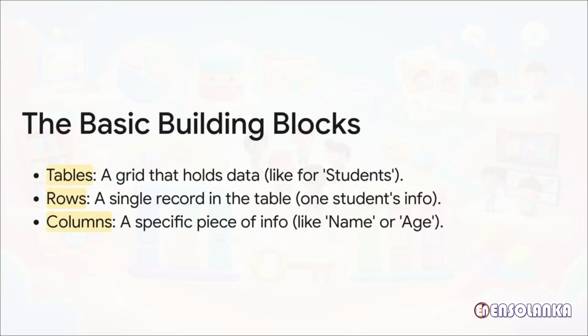All right, let's talk about those structured databases. They're built with just 3 simple things, like Lego blocks. First, you have tables. A table is just a grid that holds one type of data, like a list of students. Then, each row in that table is all the information for one single student. And finally, each column is one specific piece of info, like the student's name or their age. And that's pretty much it.